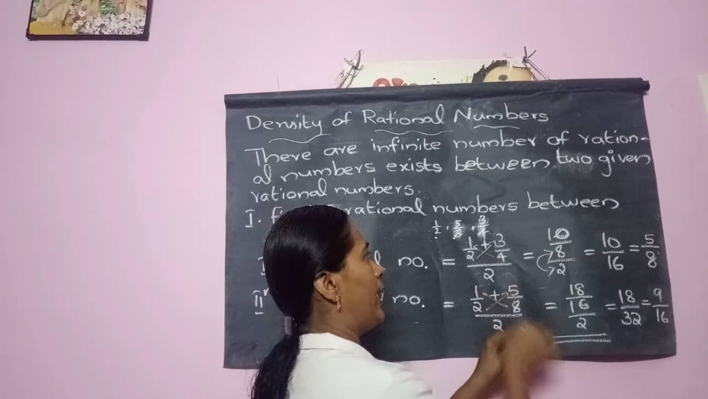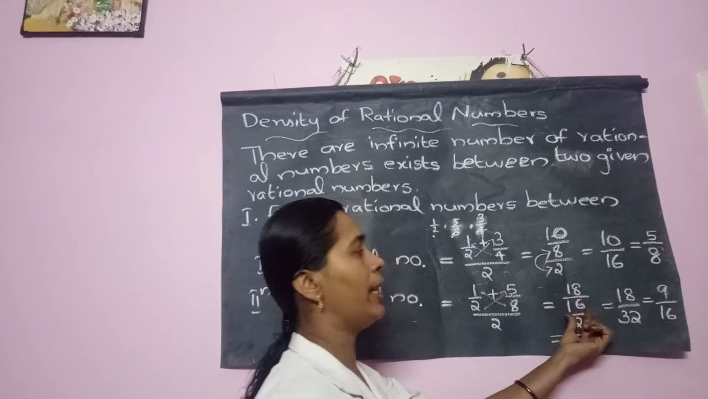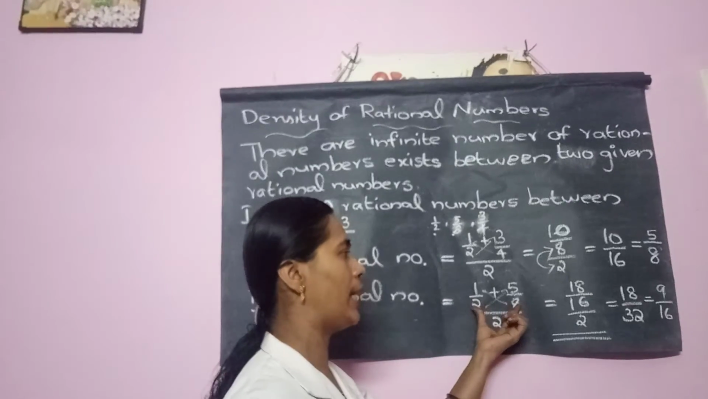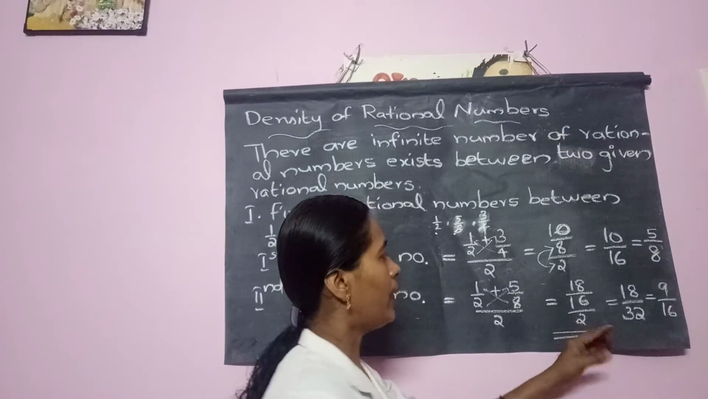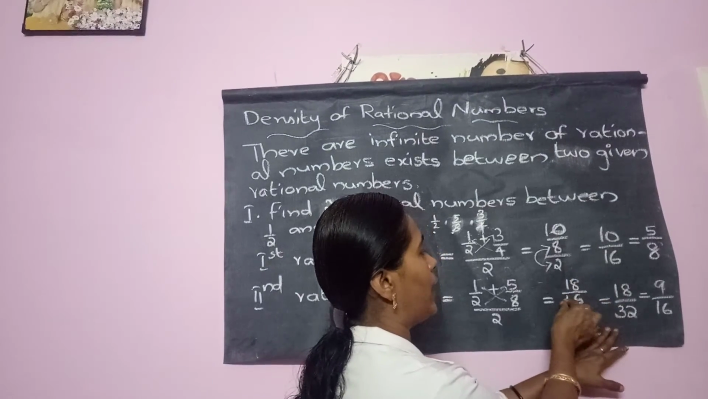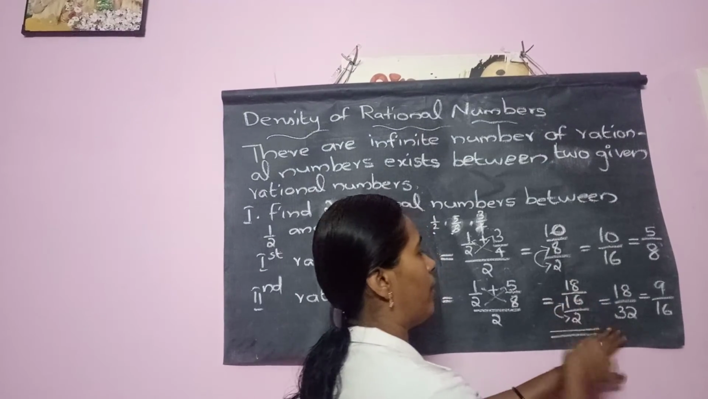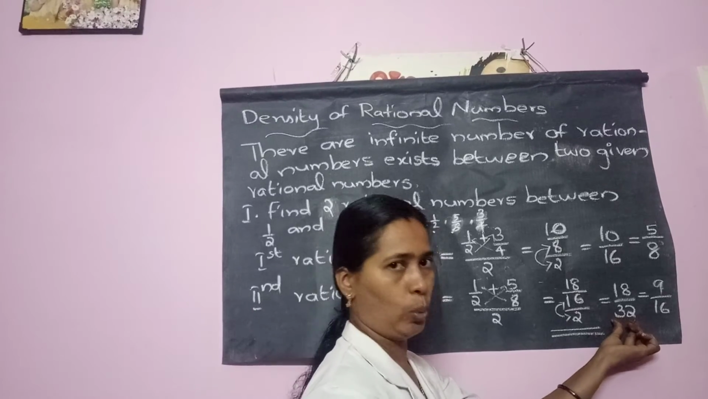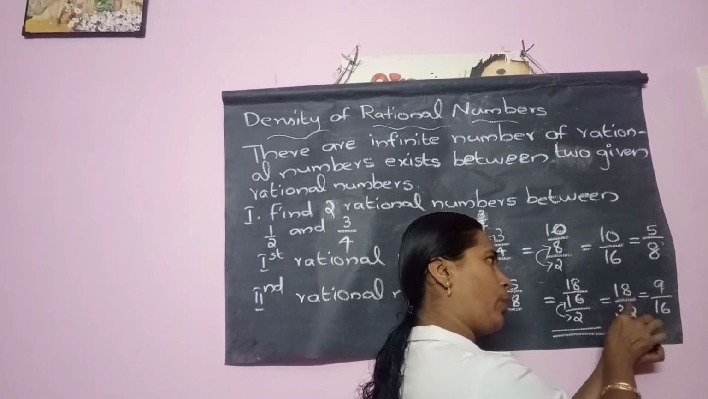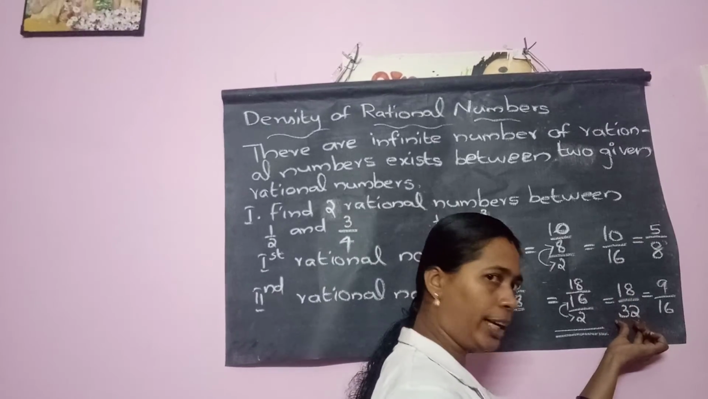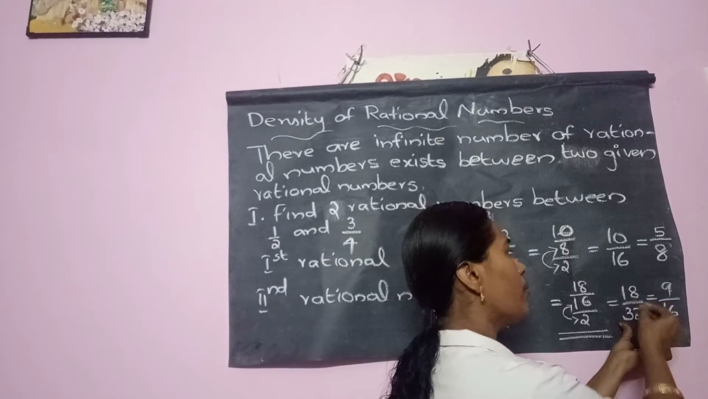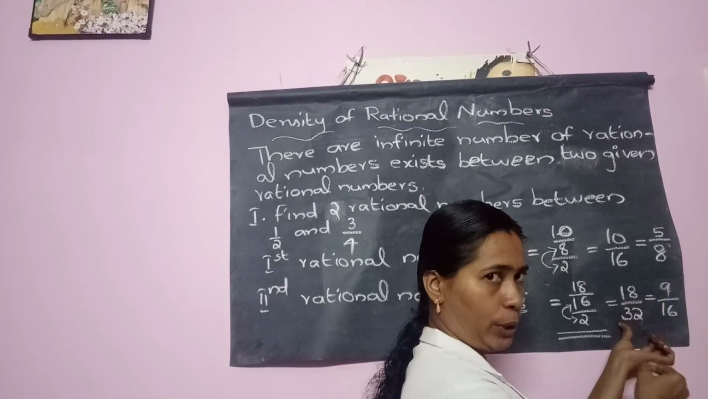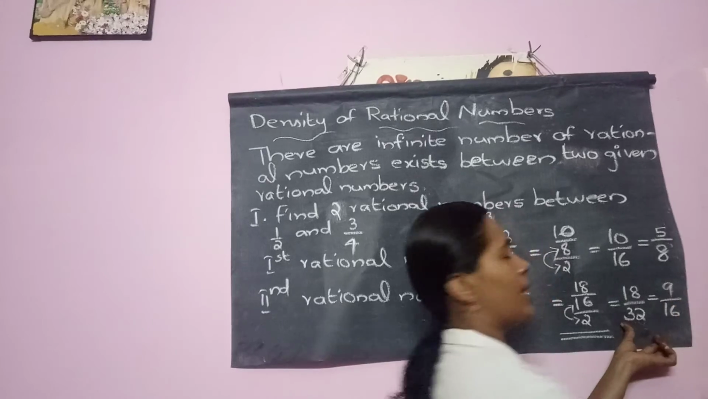8 plus 10, 18 by 16 will come. 8 2s are 16. Then the denominator is by 2. Then 18 by 16, as I told you, these two will combine together and it will become 32. Same as previous. Either you keep your answer as 18 by 32, or if you want to make it standard form, divide both numbers by 2. That is 9 by 16.